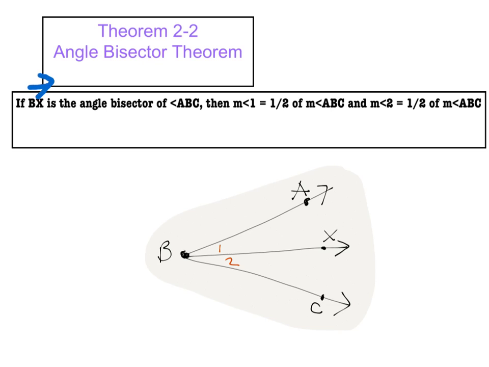If ray BX is the angle bisector of angle ABC, so if this is the angle bisector of ABC, then the measure of angle 1, this angle, is half of the full angle, and the measure of angle 2 is half of the full angle. That's it.